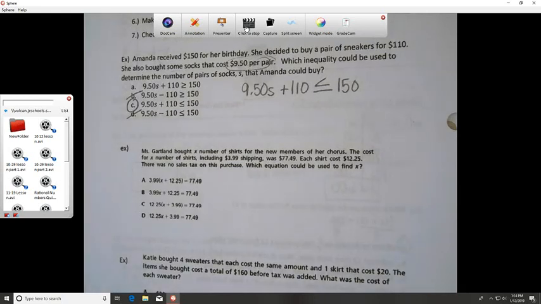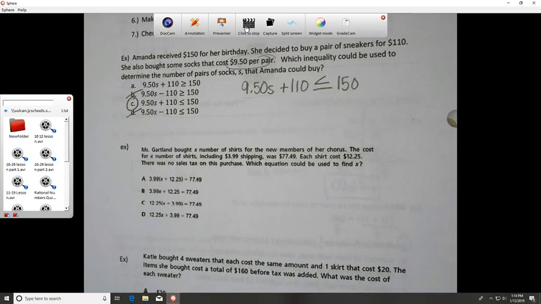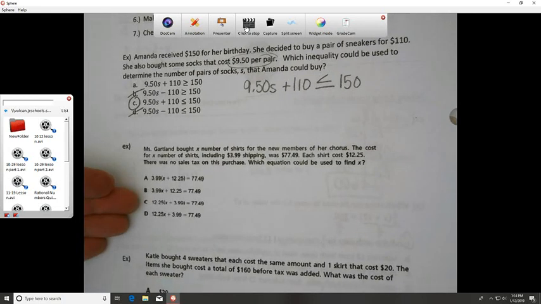All right, next question. Ms. Gartland bought X number of shirts for the new members of her chorus. The cost for X number of shirts, including $3.99 shipping, was $77.49. Each shirt cost $12.25. There was no sales tax on this purchase. Which equation could be used to find X? All right, so I'll stop for a minute and have you guys figure out which equation.